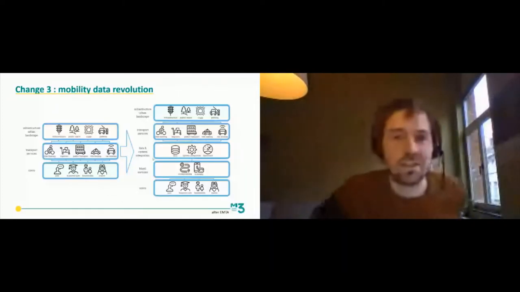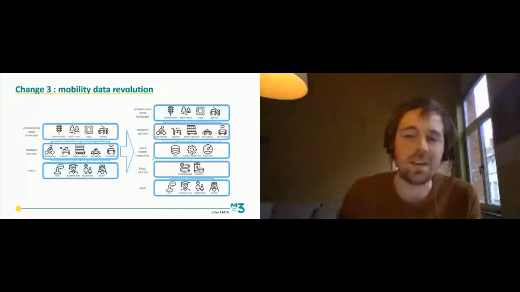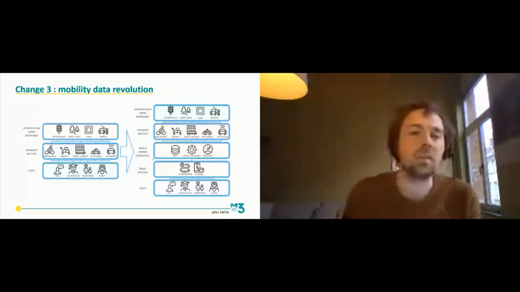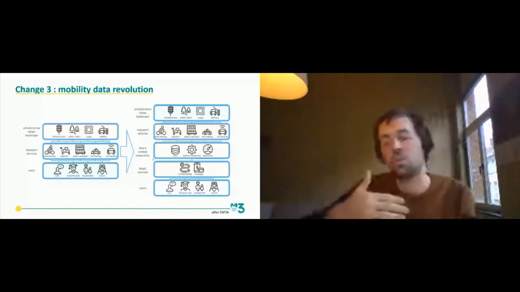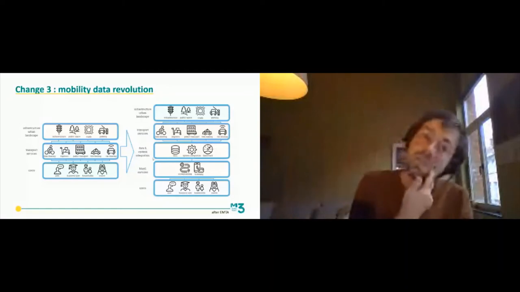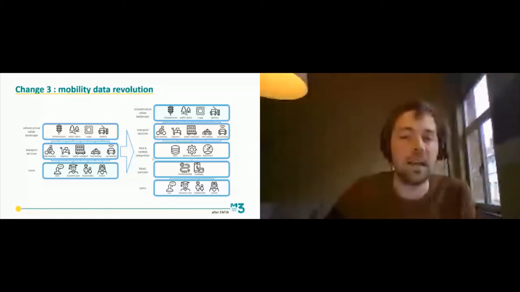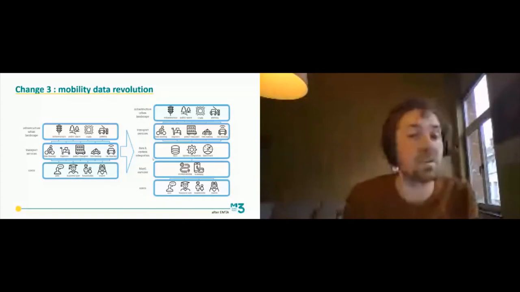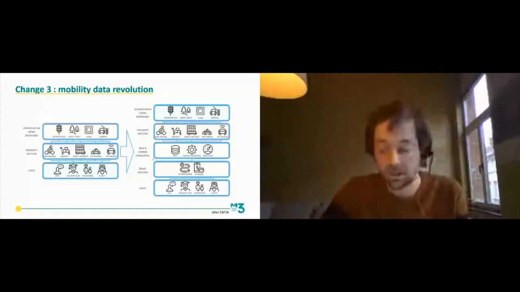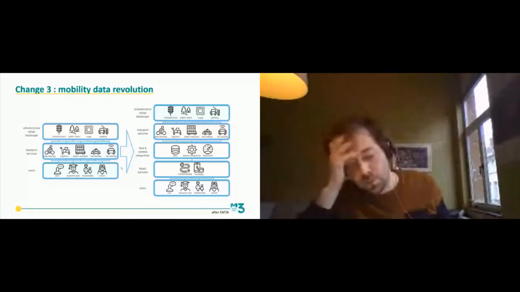The third change, and this is the mobility data revolution, where we talk a lot about mobility as a service and other ITS related topics. But for me, I think that the mobility ecosystem is changing from 3 layers to 5 layers. So we have infrastructure, transport services, and then users using these services. This is what we know today. But in the future, I think there will be a data layer that gets involved, and also front end services that will be visible more and more.